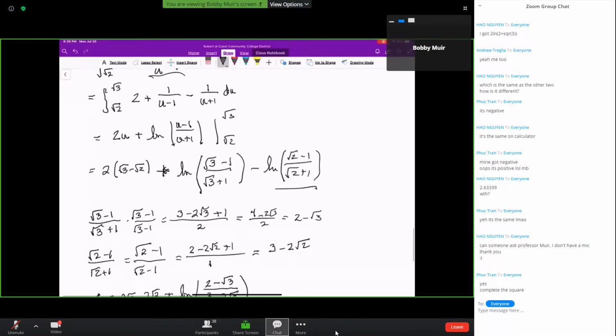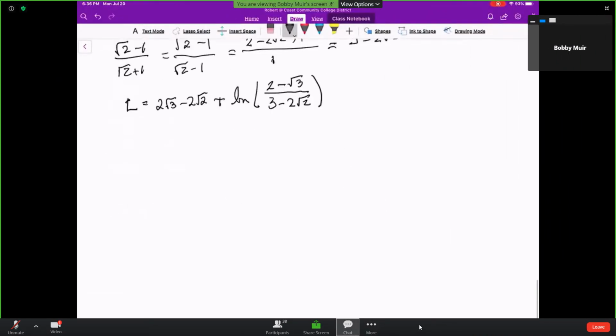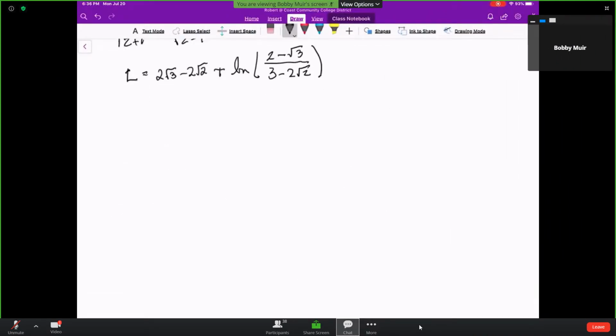All right, and of course, number 10 was an elliptic integral. Okay, so let's start back today with sequences and series.